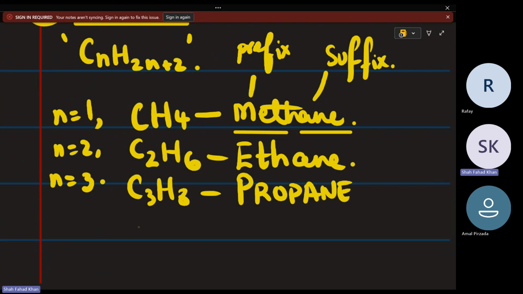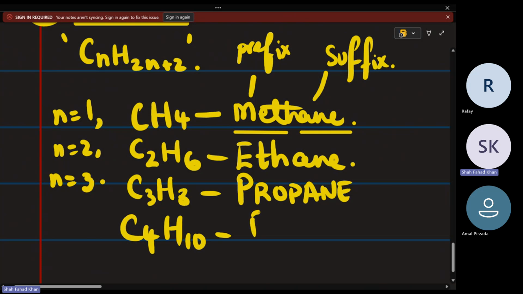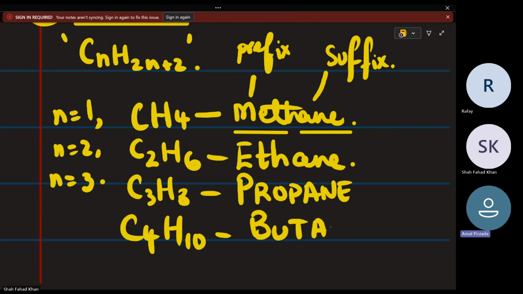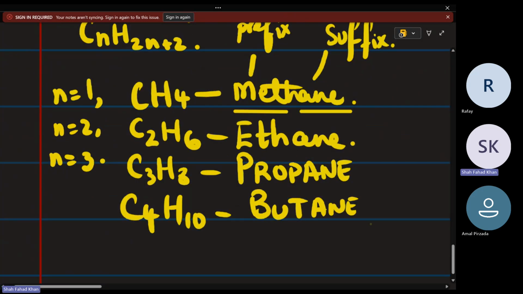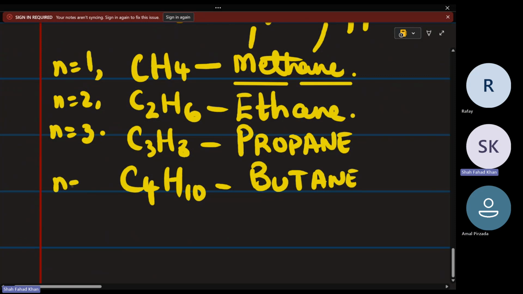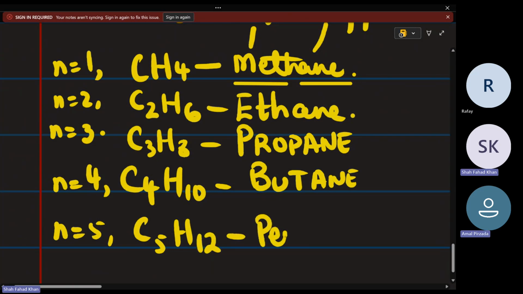Then after propane, we have 4 carbons. What are 4 carbons called? Butane. But stands for 4 carbons, and ane because it's an alkane. What about 5 carbons? Come on, we have to name this up to 10 carbons. Pentane. Pent stands for 5, and hence pentane.